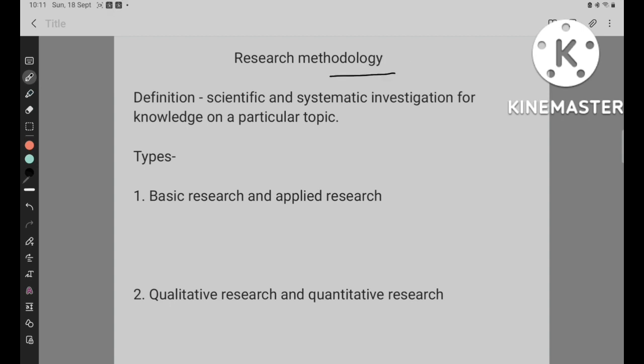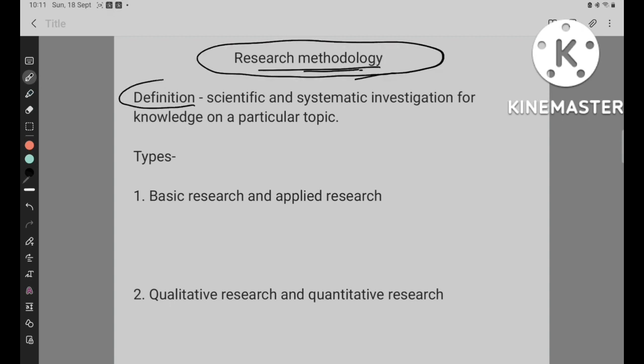This video is all about research methodology in short. First of all, we need to know what is the definition of research. So, research is defined as a scientific and systemic investigation for knowledge on a particular topic. So, research is always a scientific and systemic search for knowledge on a particular topic.